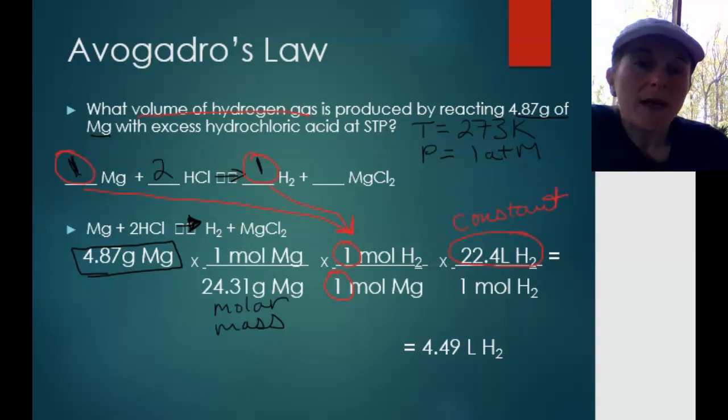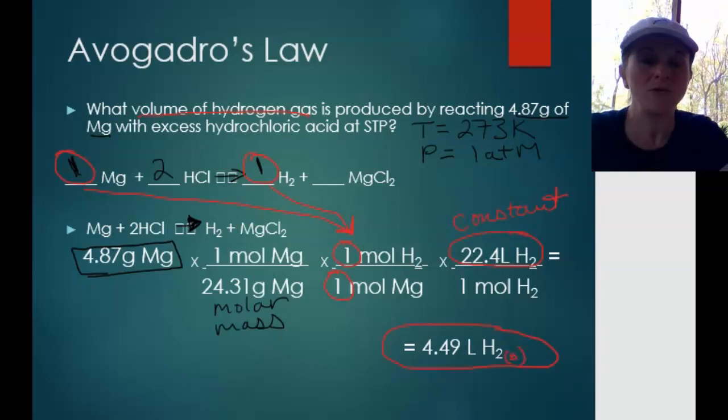And we're going to multiply across the top, divide what we have on the bottom, and we find out that if we start with 4.87 grams of magnesium ribbon, we will end up with 4.49 liters. That's quite a bit. That's a lot of hydrogen gas. So that's how we use Avogadro's number there.